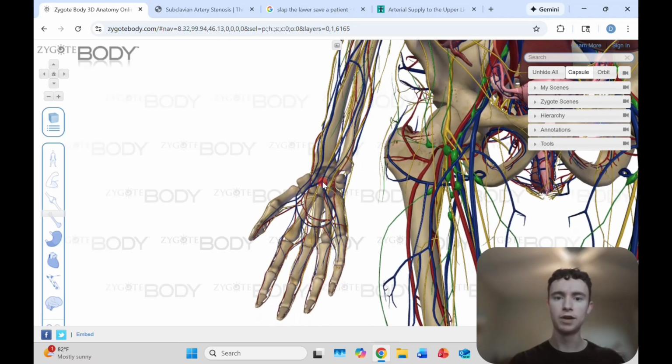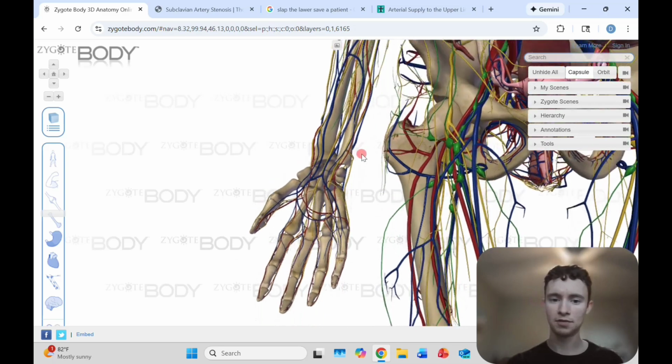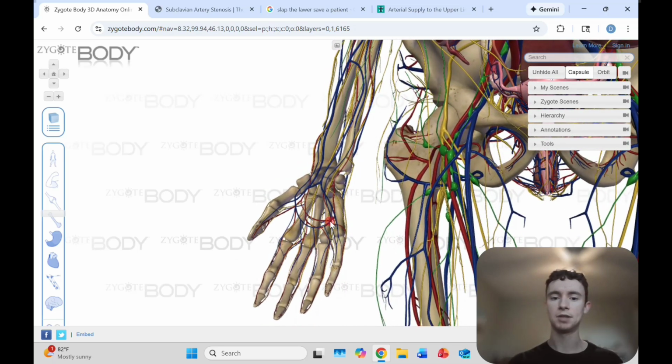Moving on to the veins, I wanted to show you all a little bit of the venous structure. We'll start down at the hand because veins, as we know, are a lot less muscular and a lot less elastic, and these vessels are responsible for bringing deoxygenated blood back to the heart. So we'll start at the hand and work our way back to the heart.